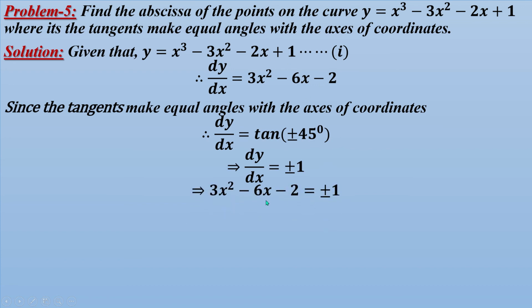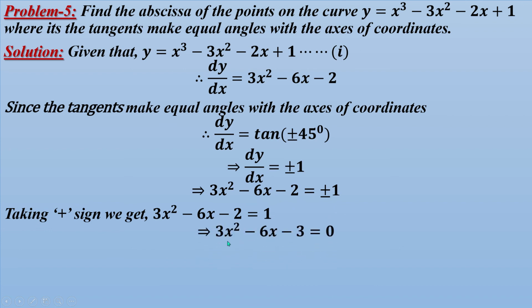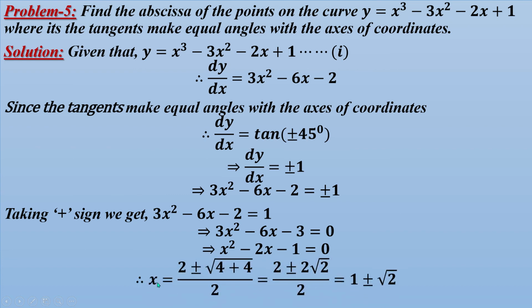Therefore, 3x square minus 6x minus 2, this is equal to plus minus 1. Taking plus sign, we get 3x square minus 6x minus 2 equal to 1, this is equal to this, just calculation. Therefore, x is equal to 2 plus minus square root over b square minus 4ac. Here 2 means minus b. As here is minus, b means minus 2, so here will be plus. And after calculating this, we will get 1 plus minus square root over 2.